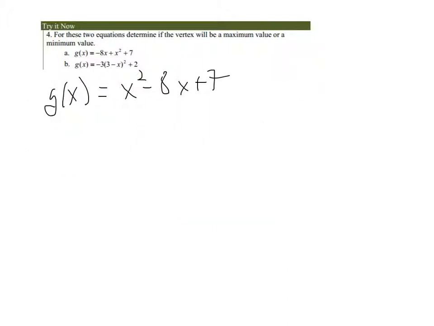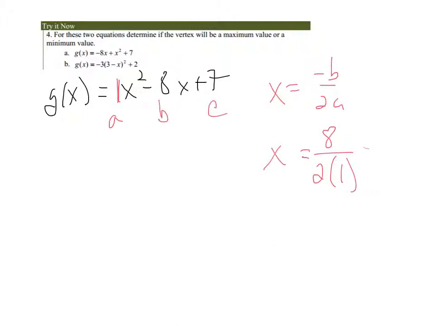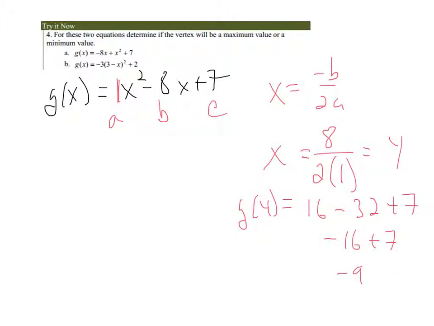Okay, how do we find the vertex for part A? If we think about x equals negative b over 2a, the b is 8, so negative 8 turns to positive 8, and 2 times a is 1, because there's a 1. So here's a, here's b, here's c. So that's going to be 4. Then to find the y-coordinate, we're going to find g of 4. So that's going to be 16, because 4 squared, minus 8 times 4 is 32, plus 7, so that's negative 16, plus 7 is going to be negative 9. So the coordinates of the vertex are 4 and negative 9.